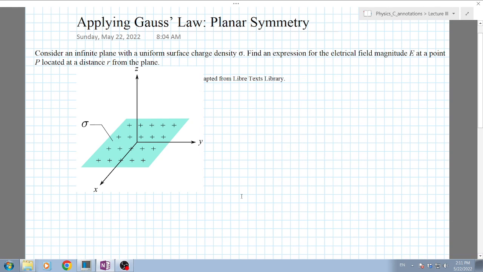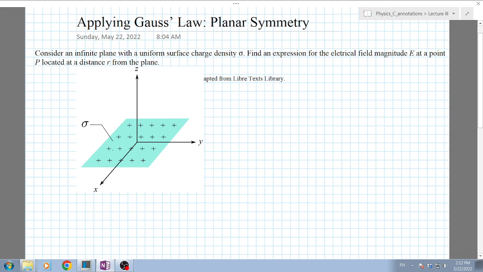Okay, I'd like to solve a next example here using Gauss law to calculate the electric field, and I'm going to use this law to calculate a problem that has a planar symmetry. So I'm going to consider an infinite plane with a uniform surface charge density sigma, and like I said before, I'm going to find an expression for the electric field strength at a point P located above, doesn't matter, but above, not on the plane, but above or below the plane.